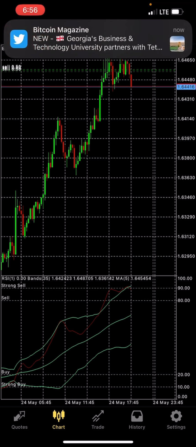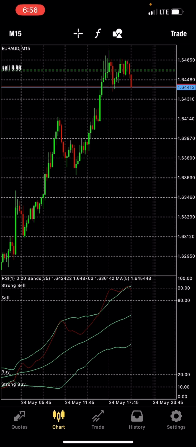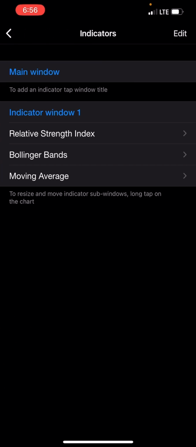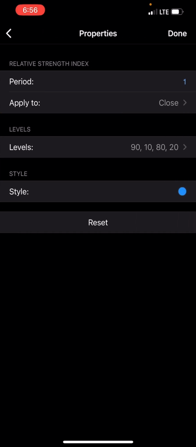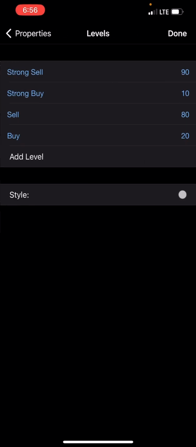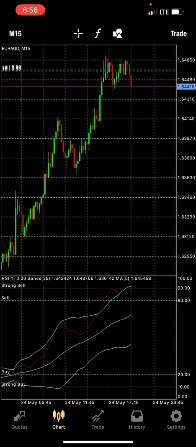So let me quickly show you guys the setup for that. So we have RSI. RSI period 1, apply to close, levels 90, also strong sell 90, strong buy 10, sell 80, buy 20. So that's just it. Done.